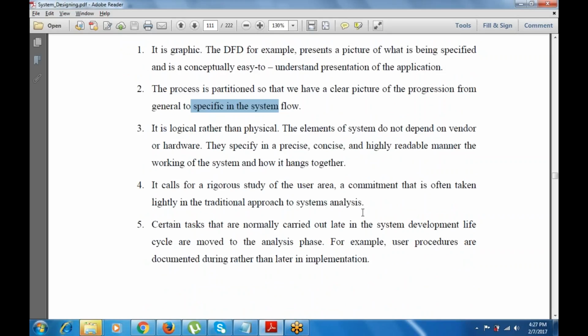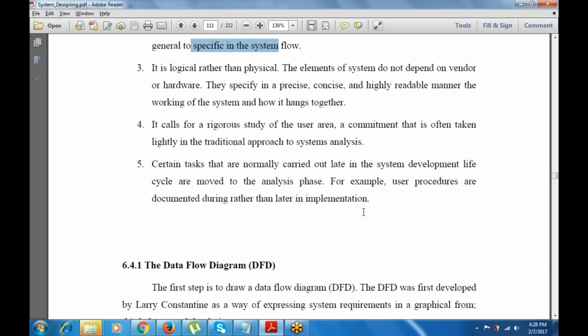And if we say that there is a commitment that is used, that is likely in the traditional approach to system analysis, and there are various tasks that are normally carried out late in the system development cycle that are moved to the analysis phase. For example, the user procedures are documented rather than later in the implementation.